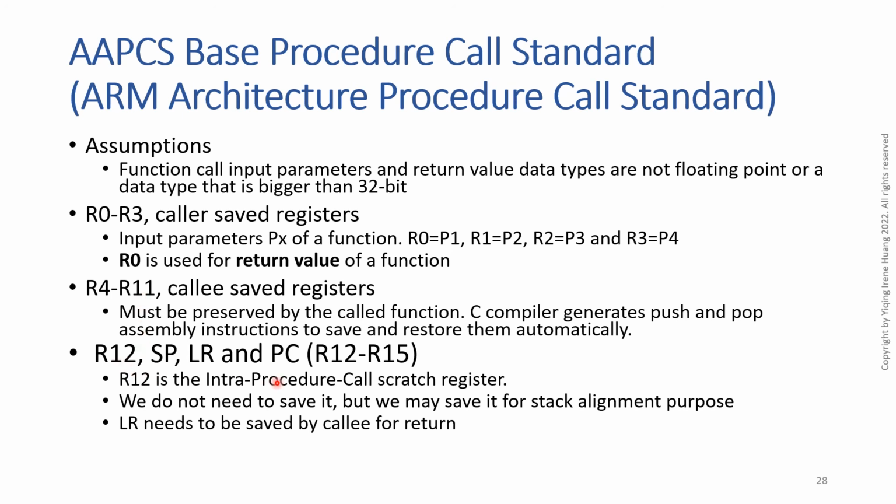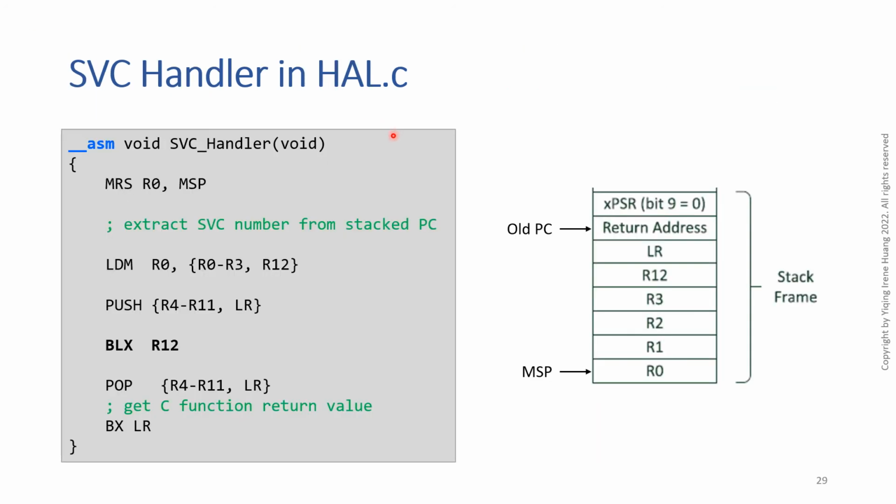R12 is what we call the intra-procedure call scratch register. The standard says you don't have to save it, it's not required, but most of the time people may save it for stack alignment purposes. And SP is the stack pointer, and LR, the link register, needs to be saved by the callee for return. So as a callee, I need to save R4 to R11, I need to save LR, and PC is the program counter.